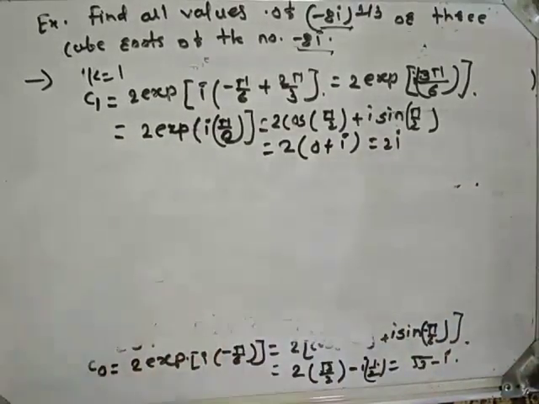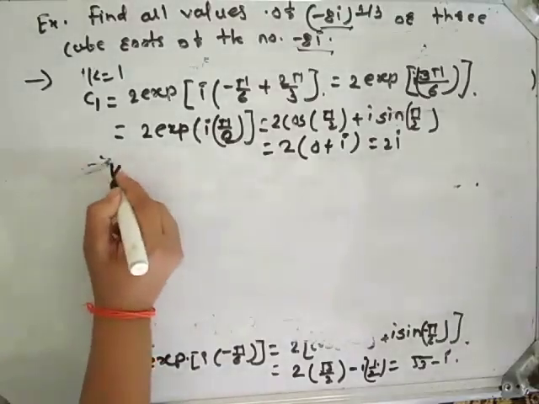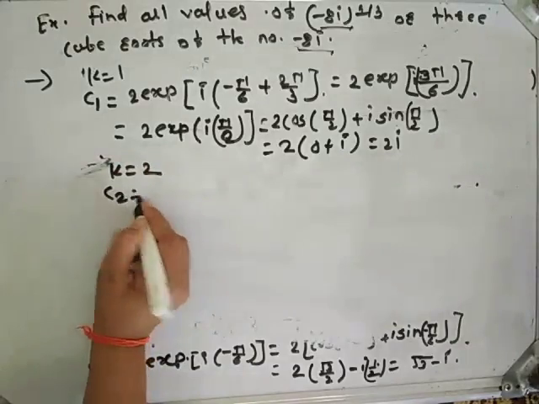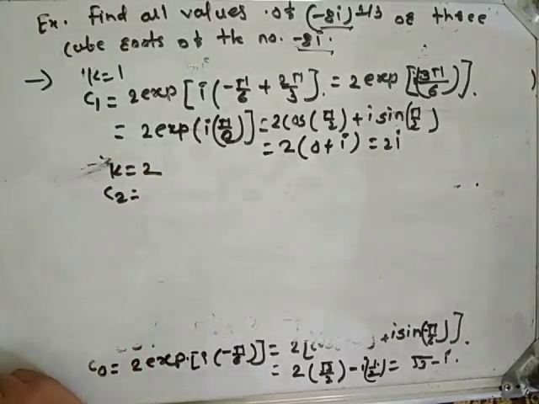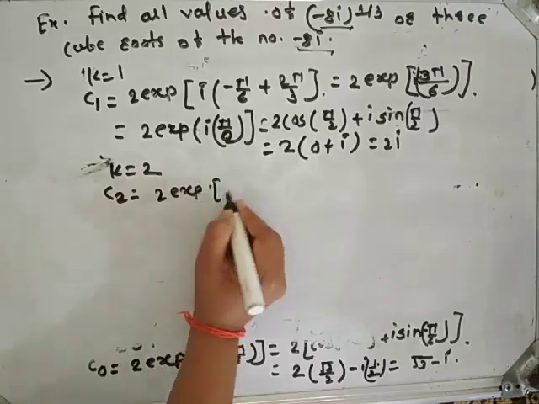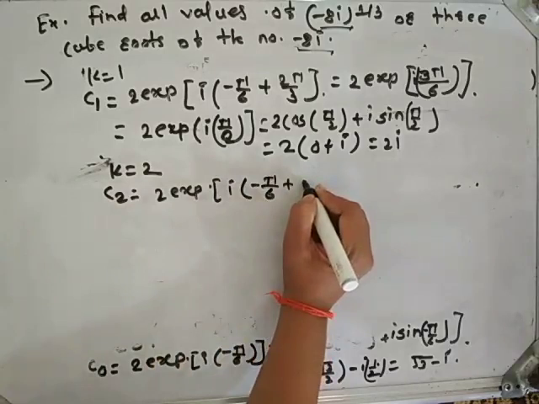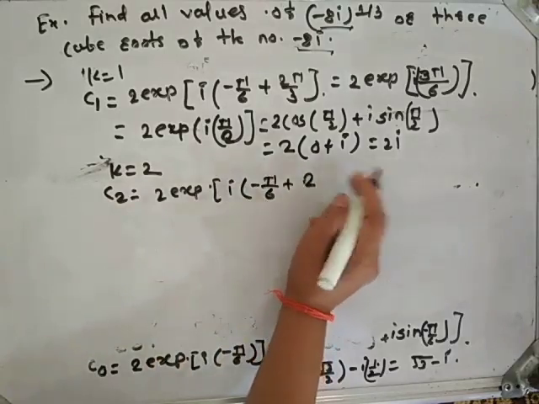Now we will find the third root, which is when k equals 2. So c_2 is 2 into exponential of i (minus pi by 6 plus 2 into 2 pi by 3), here k equals 2.